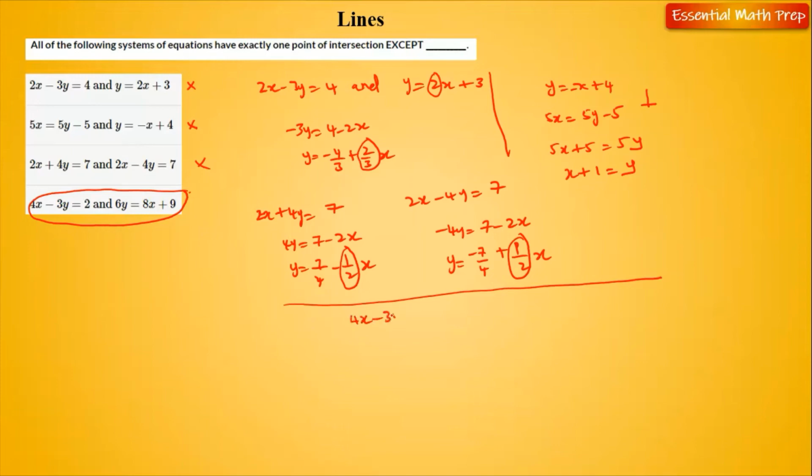So we have 4x minus 3y equals 2. So negative 3y equals 2 minus 4x. y equals negative 2/3 plus 4/3 x, right? I'm just dividing by negative 3 to make my life simple. Similarly, we have 6y equals 8x plus 9. If we divide by 6 on both sides, 8 over 6 x plus 9 over 6. We're not worried about the intercept. We're just interested here. So this is 2/4, this is 2/3. The slopes here are identical. That means they have multiple points of intersection. So the only system of equations that is the correct answer would be choice D.